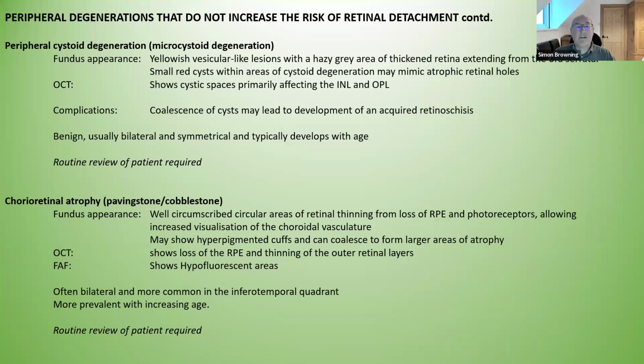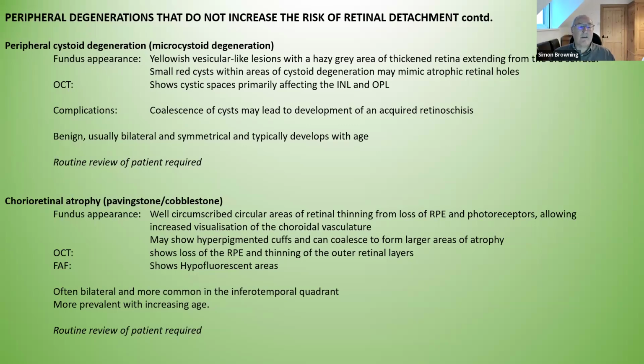Peripheral cystoid degeneration, we've dealt with that in previous lectures. I put it back in here, as I say, so that you can come back to these. These are yellowish vesicular-like lesions, but they're within a hazy grey area of thickened retina. So if you're not sure whether you're looking at drusen, look at the area around it, and if you're seeing this sort of hazy greyish area, then this is probably cystoid degeneration. Again, these will coalesce over time as well and can lead to development of acquired retinoschisis.